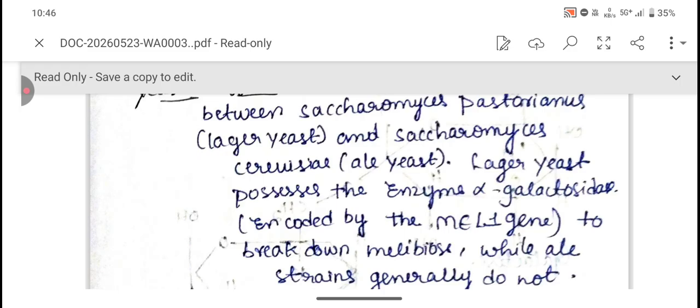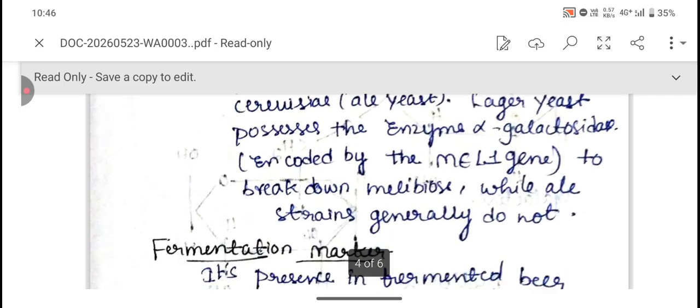As I mentioned earlier, Melibiose can be broken down by the action of enzymes like alpha galactosidase. This alpha galactosidase is coded by the gene MEL1, which is present in lager yeast, Saccharomyces pastorianus, while it is absent in Saccharomyces cerevisiae. So for differentiation purposes, or as a diagnostic tool, Melibiose is used in industries. This is one such industrial application.